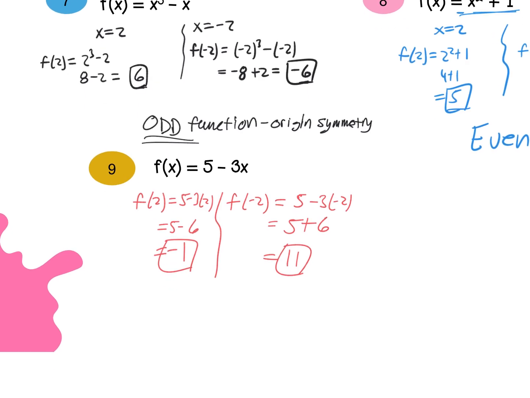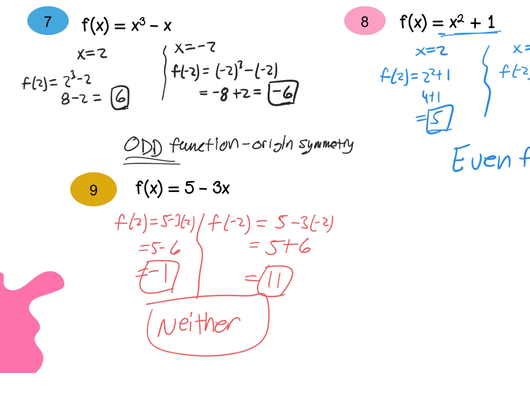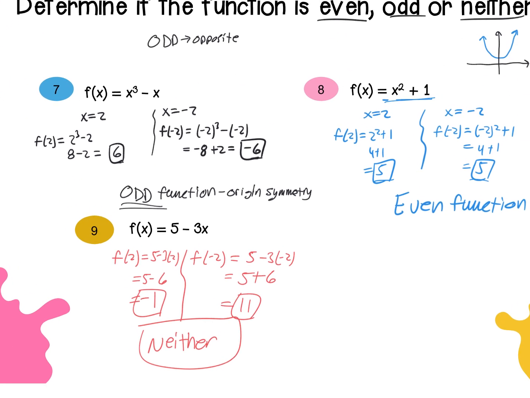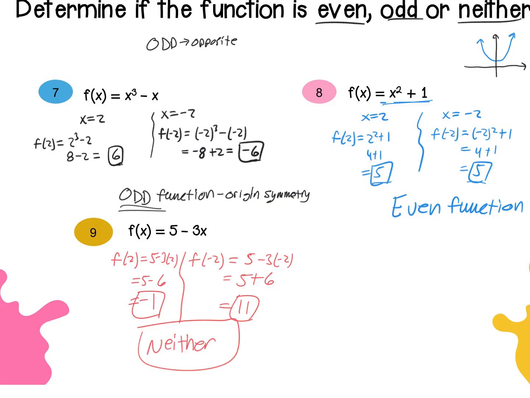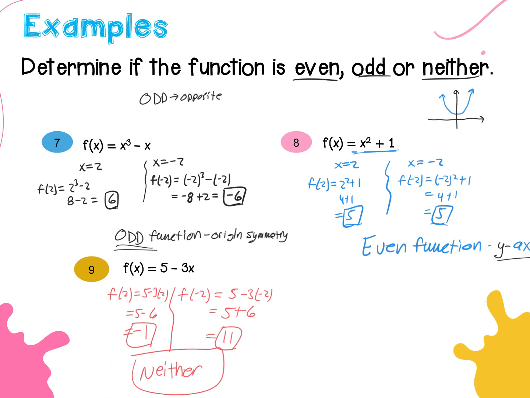If the numbers have absolutely nothing in common, meaning they're not the same number or opposites of each other, then this would be neither. So it's not even or odd. It's just a function. It doesn't have any symmetry. It's not even or odd. And that's really all we're asking of you guys in this particular lesson.